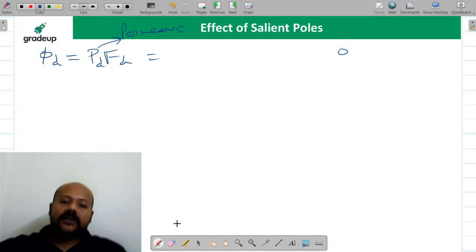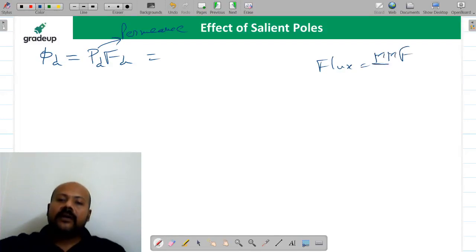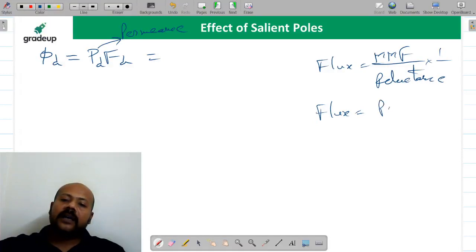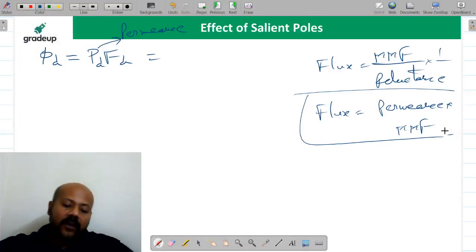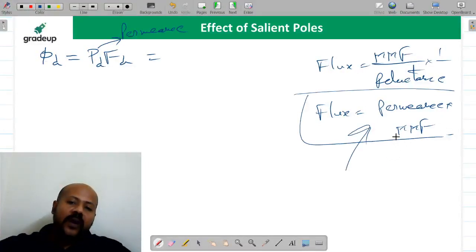You remember this equation? We were writing flux as MMF upon reluctance, and this 1 upon reluctance you can write as permeance, so you can write flux as permeance multiplied by MMF. Is it clear to all of you? So if you have this equation, you can write this for the direct axis flux, PD into FD, yes or no?